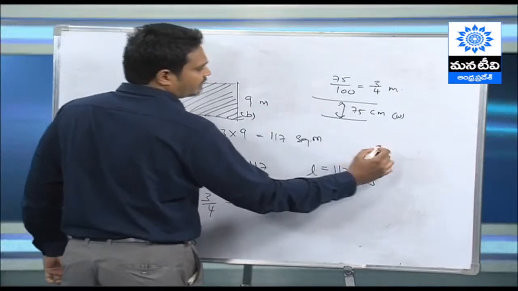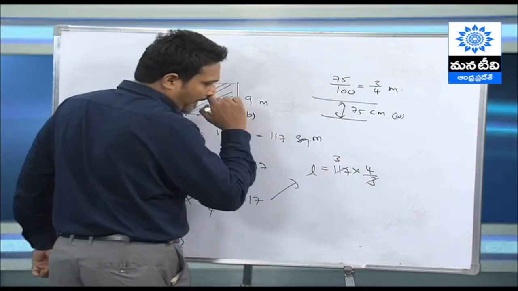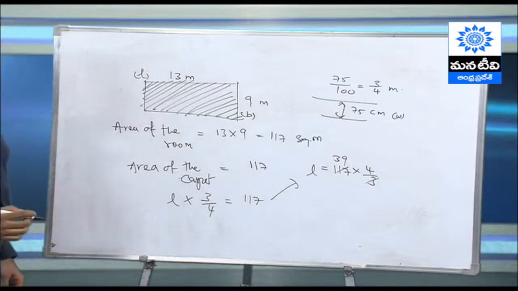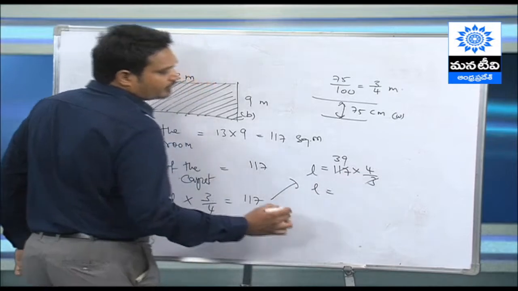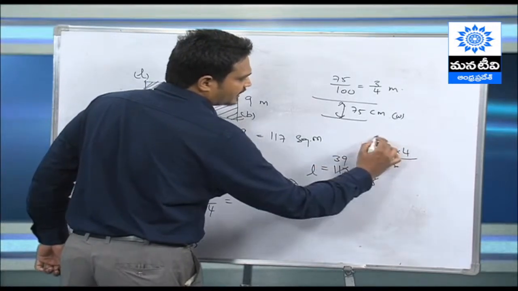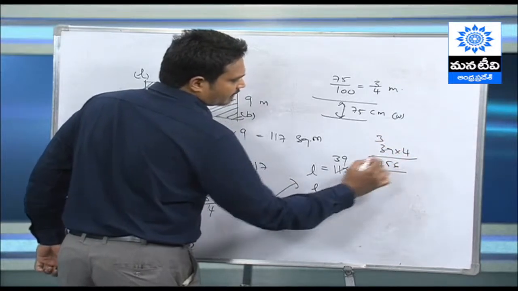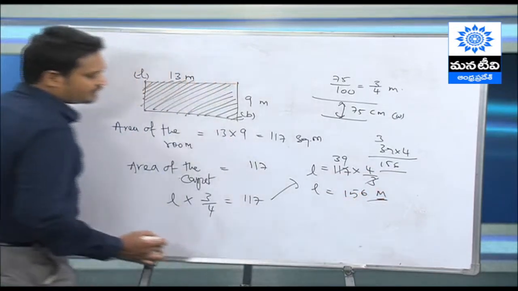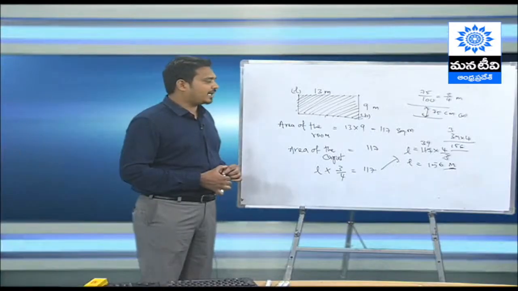So which means you have to divide this. So 3 ones are 3 and 3 threes are 9, which is nothing but 39. So 39 into 3 is 117, and length is equal to 39 into 4. So 39 into 4 means 4 9s are 36, and 4 3s are 12, which is nothing but 156. So 156 meters. So carpet length, if you see, you have to buy a carpet of 156 meters length.